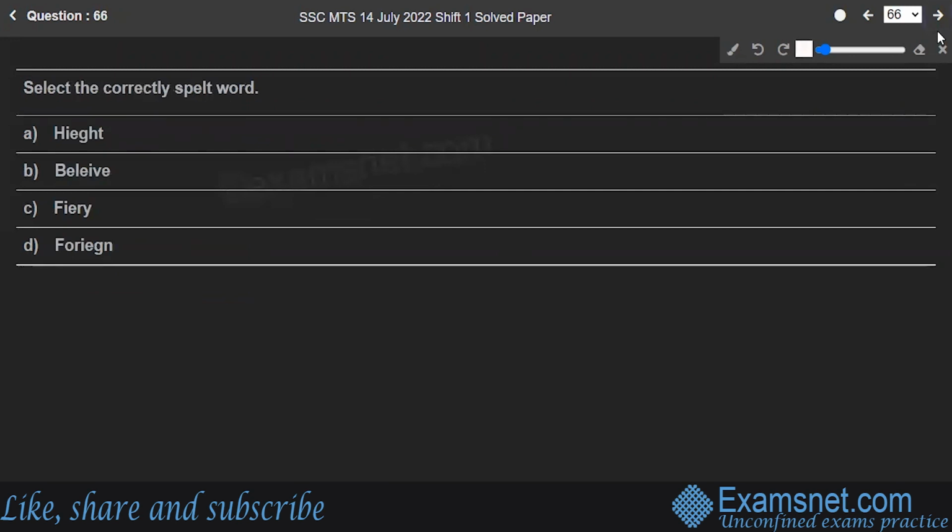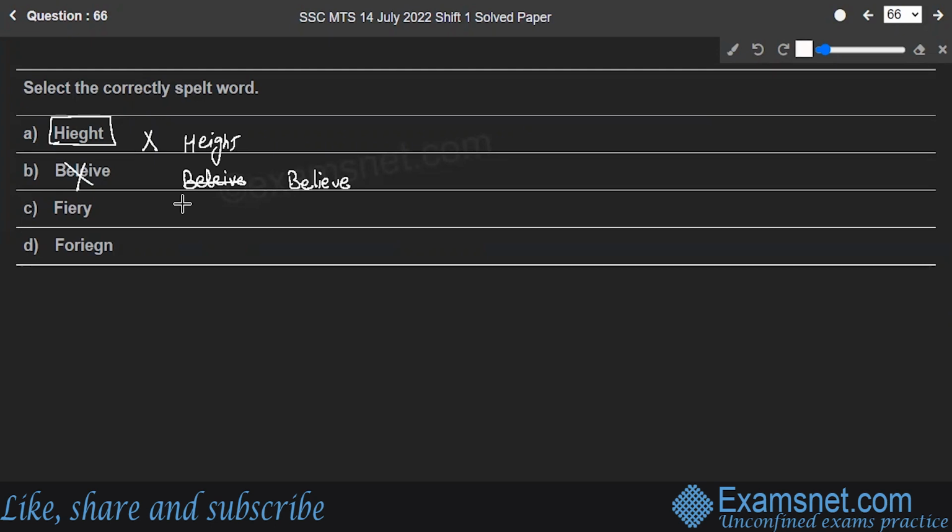Select the correctly spelled word. Okay, height. Obviously you are reading it and you know this is incorrectly spelled. What are the correct spellings of height? You know, Height, right? Believe is also incorrect. Sorry, it's Believe. And the fiery. Fiery, these are the spellings. These are the correct spelling.